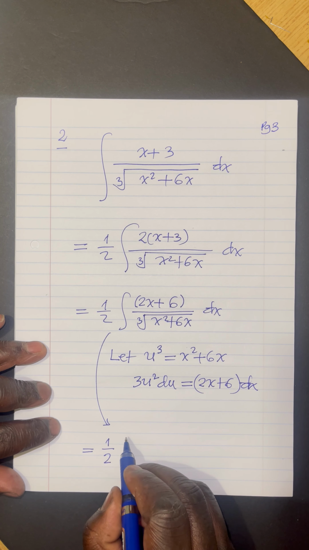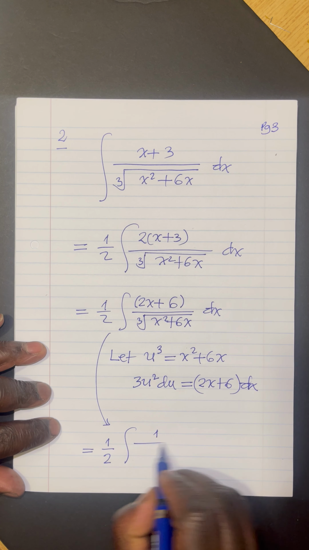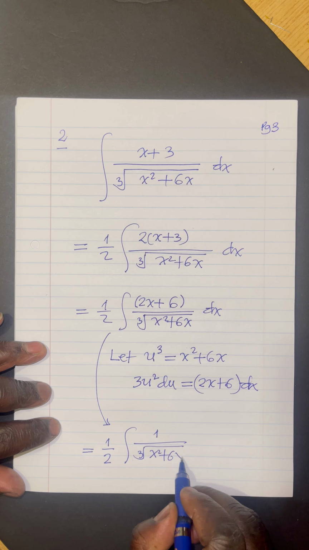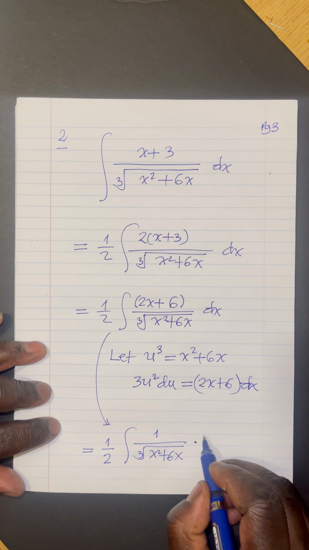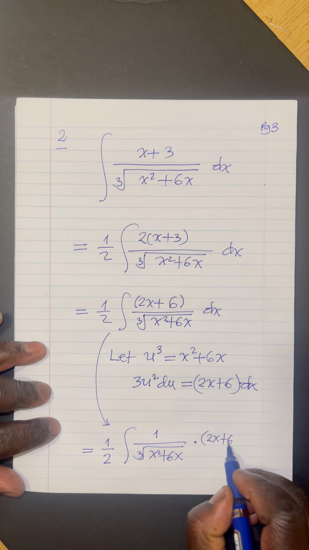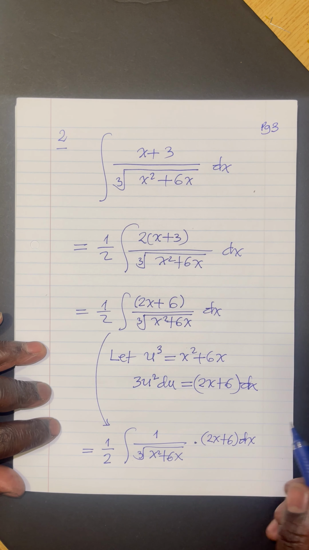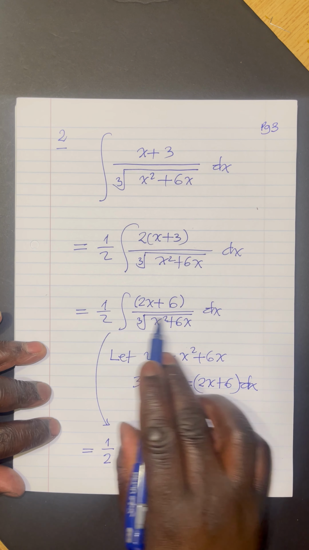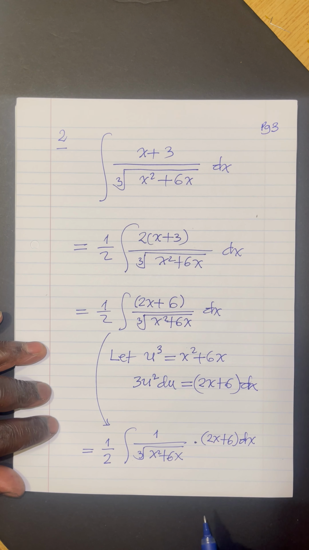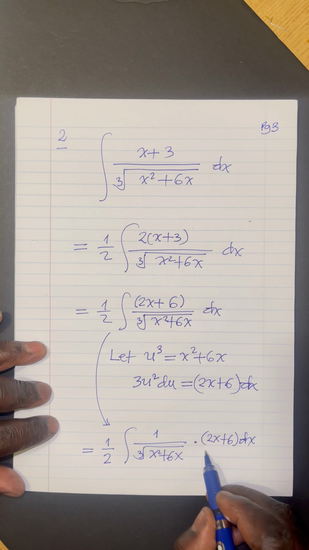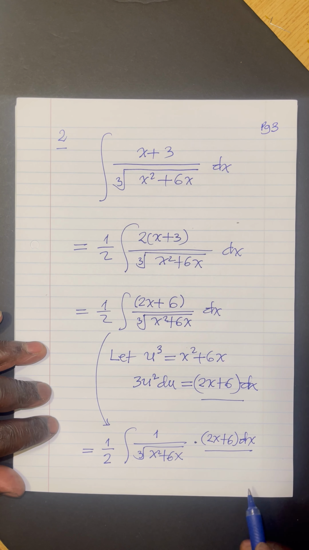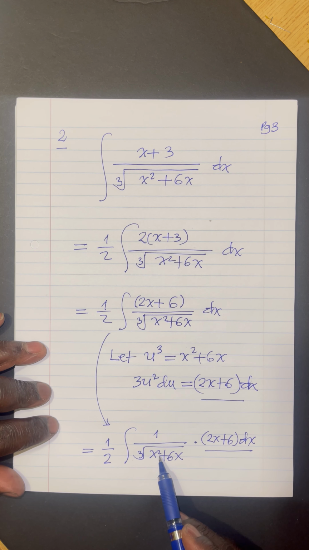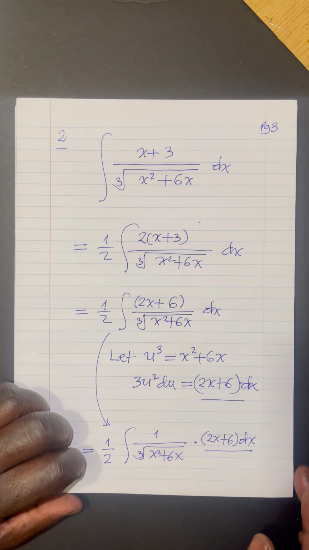So this is half of the integral of 1 all over cube root of x squared plus 6x, and then I'm multiplying this by, watch this, 2x plus 6, and then we have dx. I'm combining 2x plus 6 with dx, and then in the numerator I'm going to have 1 over down here. This is what I have. Now this is wonderful because, if you can see, this expression here is that expression. So I'll have this part replaced by that, and in the denominator I'll have cube root of u cubed, and then we can carry on with integration.